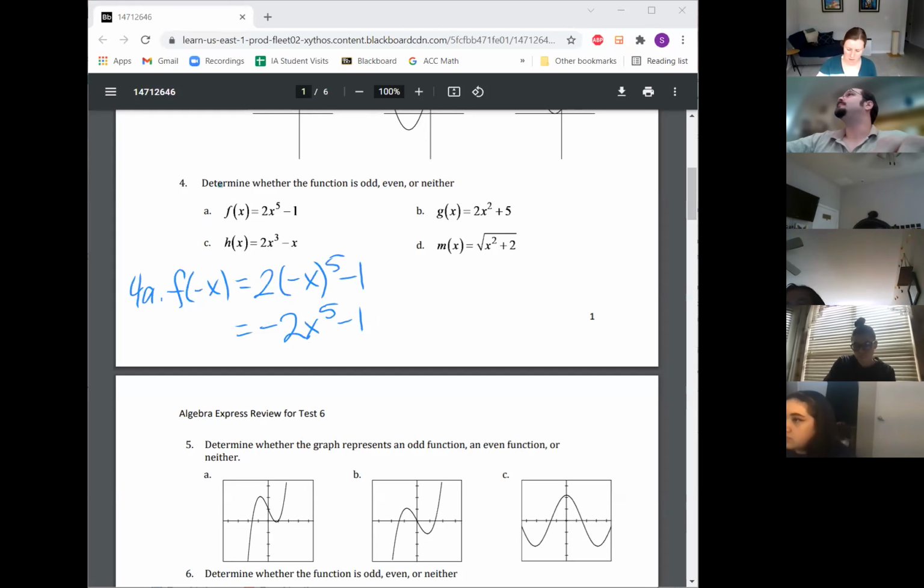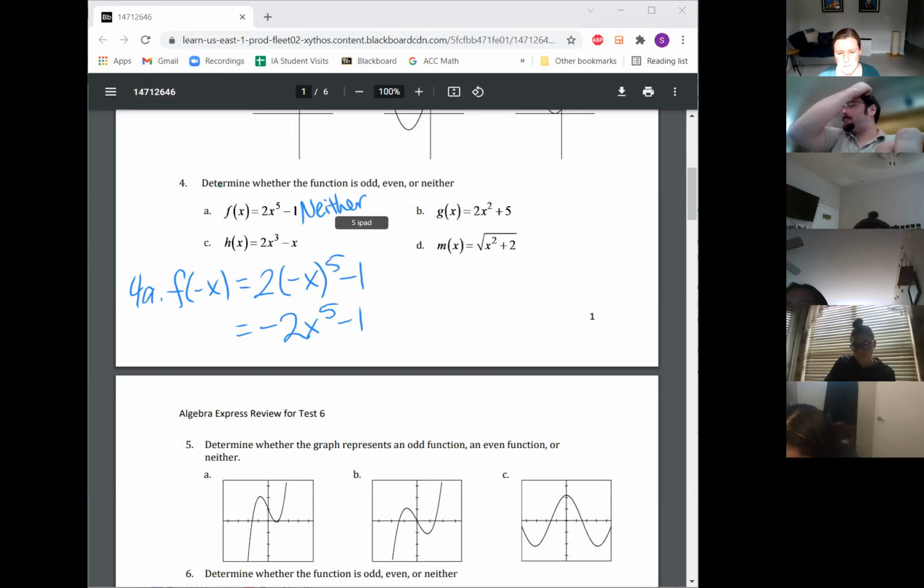Okay. And how do we know it's neither from this? What of this tells me that it's neither? Because it doesn't equal f of positive x, right? Well, if it's even, it would equal exactly the same thing as the original. And it's not even because it's different, right? We have a -2 instead of a +2.